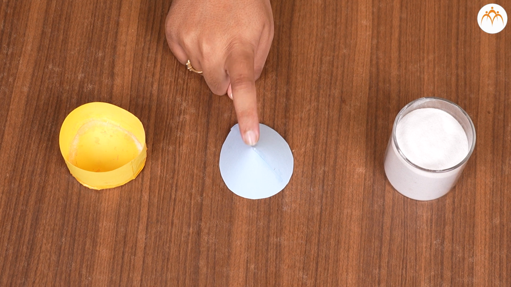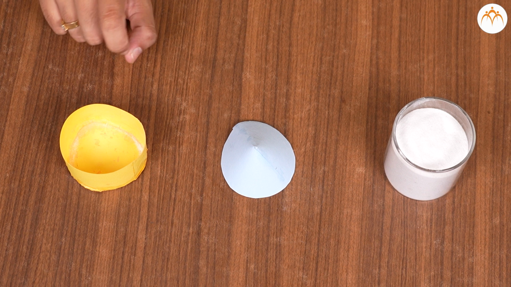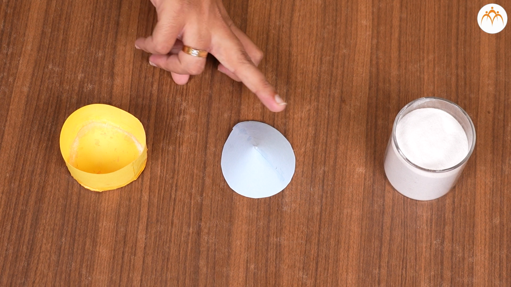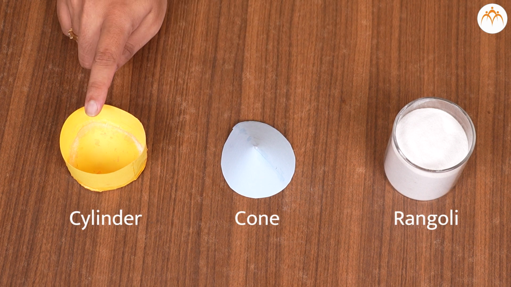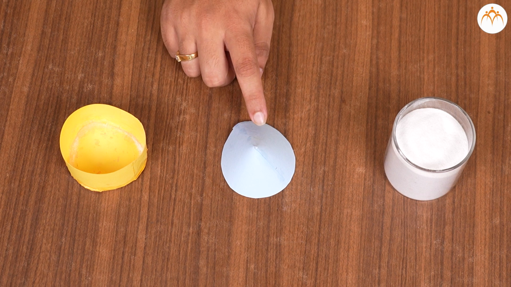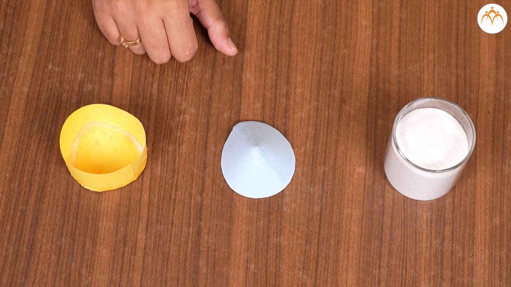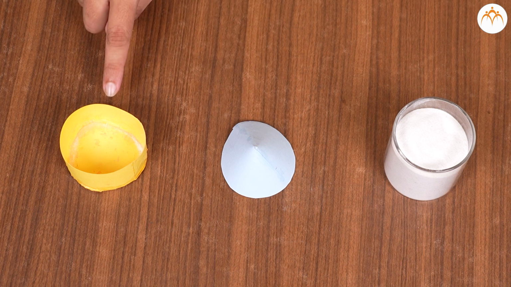Now let us make a cone and a cylinder with card sheet. To get the formula for the volume of cone, we are going to make use of this cylinder. We know how to calculate the volume of cylinder. So using this, we are going to calculate the formula for this cone. Now I have this rangoli, this cone and this cylinder with me. The height and radius of this cone and cylinder are similar. Now using this rangoli, we will try to find out how many cones of rangoli is required to fill this cylinder completely.